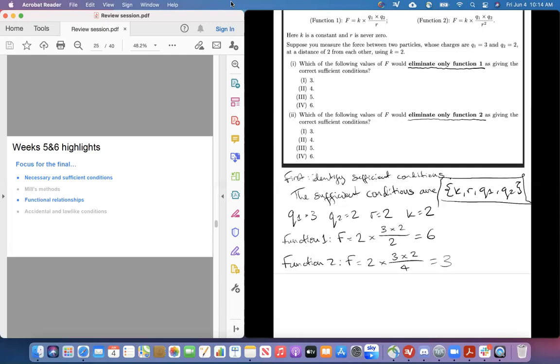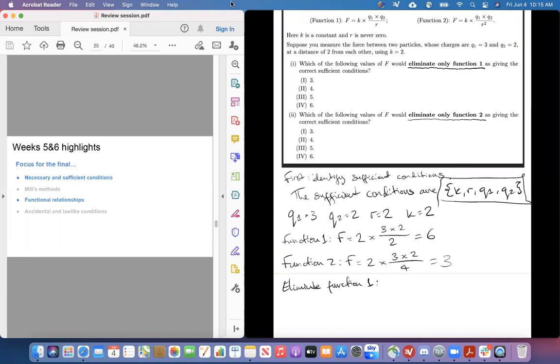Now, what the question is not asking you is, what does function 1 give you? And that is how a lot of people answered this question. They said, okay, function 1 gives me 6, so the answer to part 1 is 6. Not true. I'm asking you which of the following values of F would eliminate only function 1 as giving the correct sufficient conditions. So first thing, let's focus on eliminate function 1. So ignore the only part first.